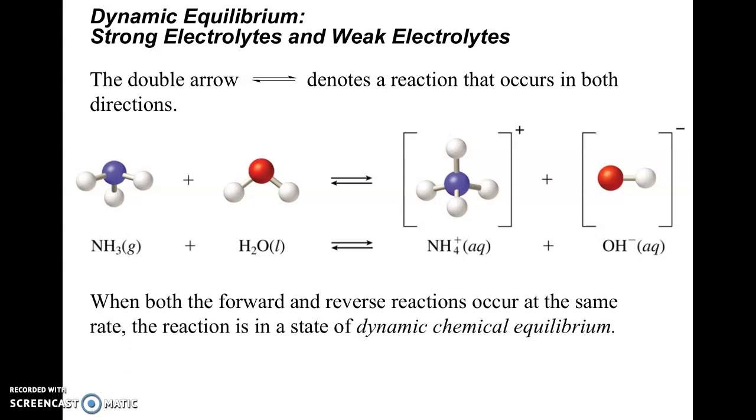And so when a reaction can go both directions, we call that dynamic chemical equilibrium. So it comes to a place of rest, but on a microscopic scale, that reaction is still going forward and backwards.